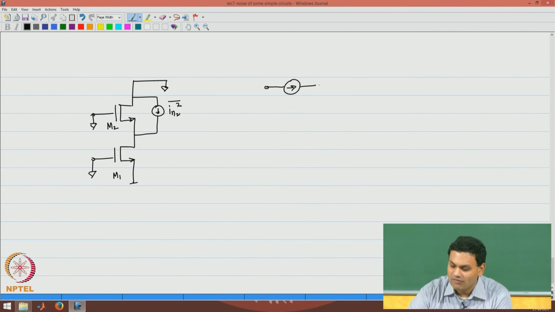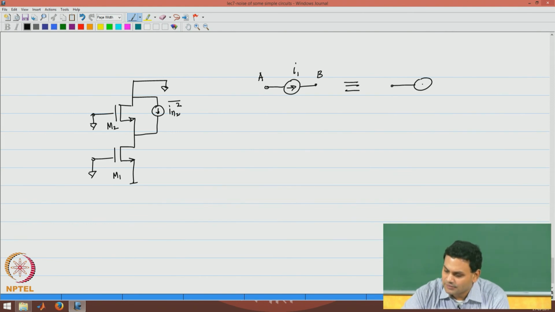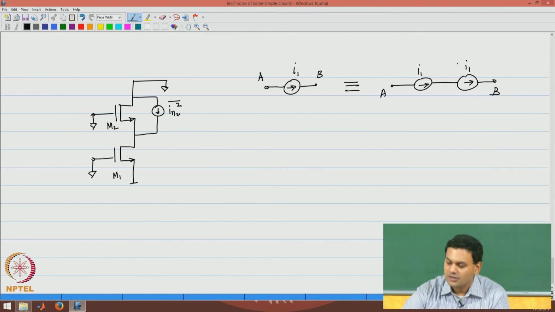So, if I have a current source I1, as far as the rest of the networks across A and B are concerned, this is exactly the same as putting two current sources in series, whose value is exactly the same. There will be no violation of either KVL or KCL if this is done.